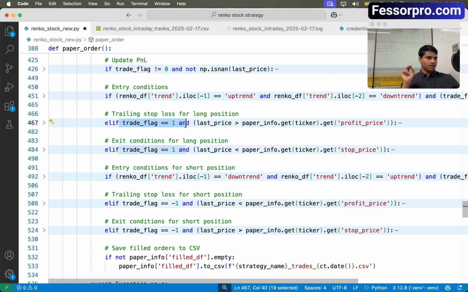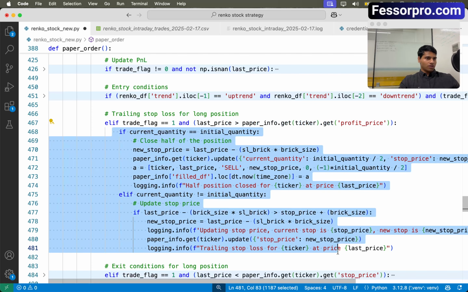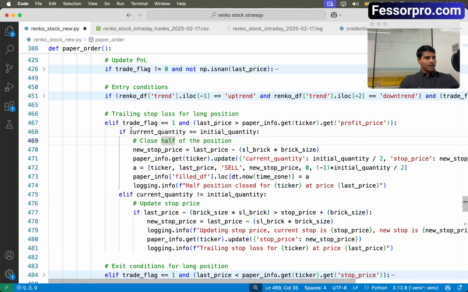So now I'll check the trailing stop condition. The trailing stop condition is that the trade flag should be equal to 1 and the last price should be greater than the profit price. Right? If my last price is greater than the profit price, only then I will close half of the position and then do the trailing, right? So that's what I'm doing. If my last price is greater than the profit price, I have to check for 2 things. First thing is, is my current quantity equal to initial quantity?